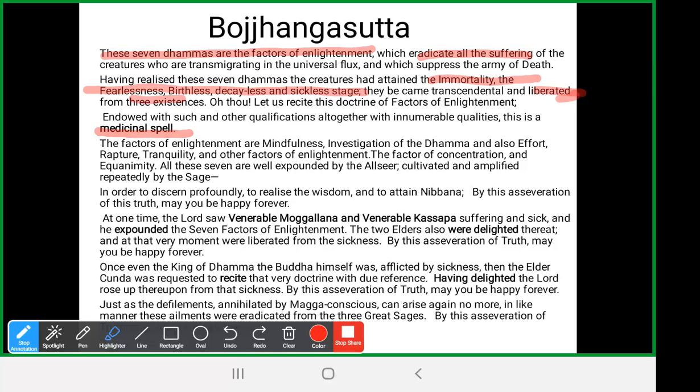Then there are the 7 factors of enlightenment. You can see the story: the Buddha, when he saw Moggallana, and just now Mahakassapa, expounded the 7 factors of enlightenment. The 2 elders were delighted, and they were liberated from their sickness. By the observation of the truth, may you be happy. One time, even the king of Dhamma, the Buddha, was affected by sickness. So he asked the Venerable Chunda to recite it. The Buddha was also delighted and arose from the sickness. So you can see.